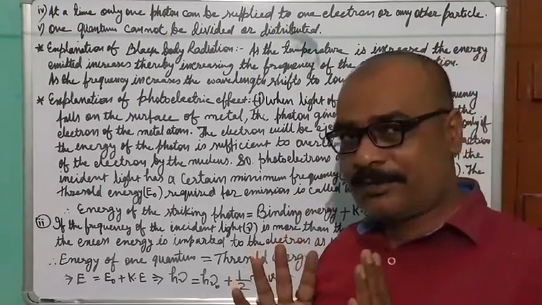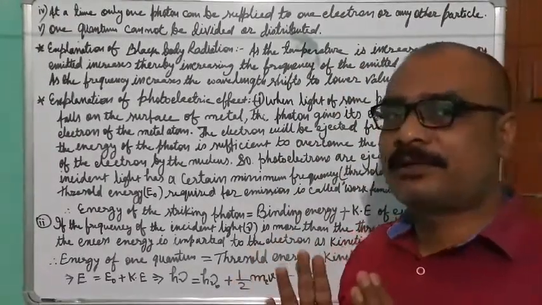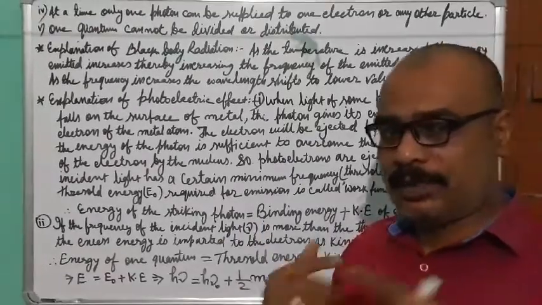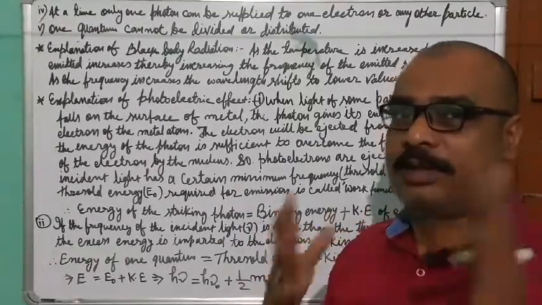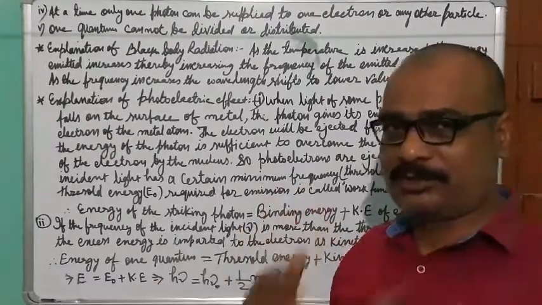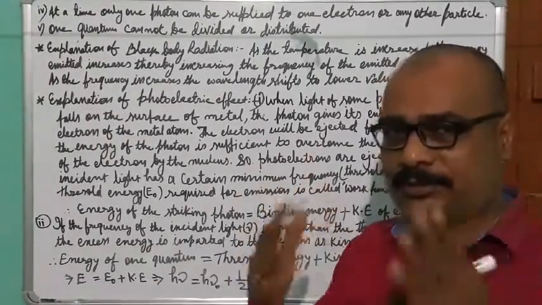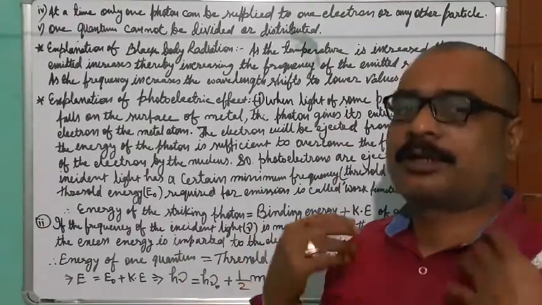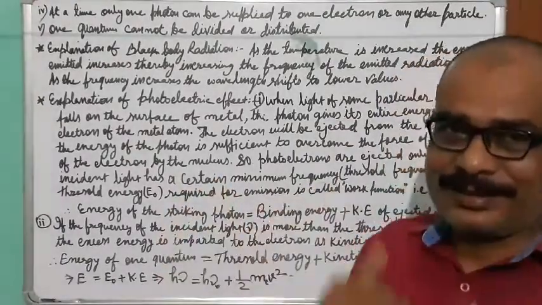So one photon is available for one electron, two photons for two electrons, three photons for three electrons. One photon, one electron; two photons, two electrons; three quanta, three electrons; four quanta, four electrons. So this is the ratio.